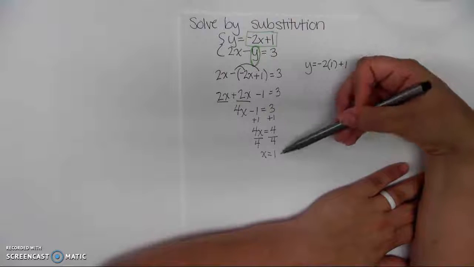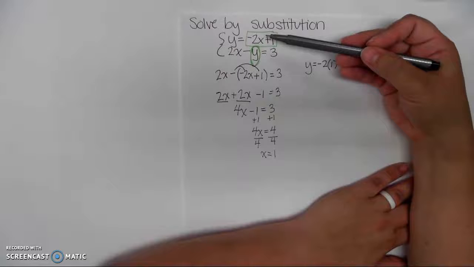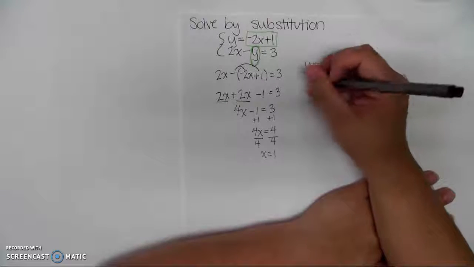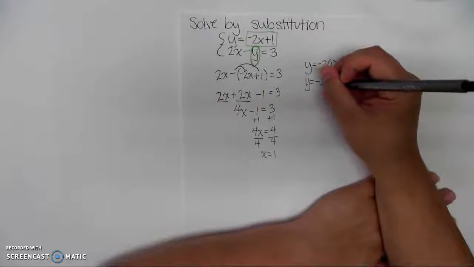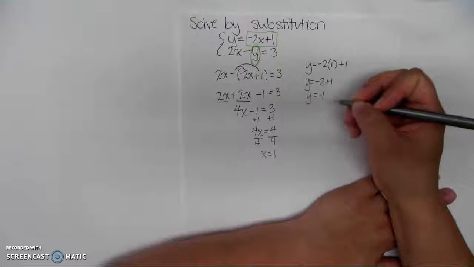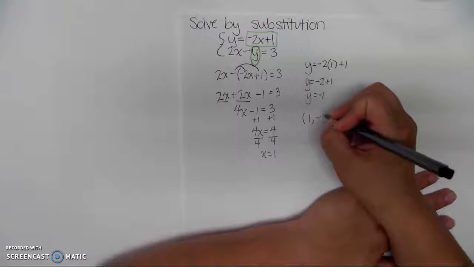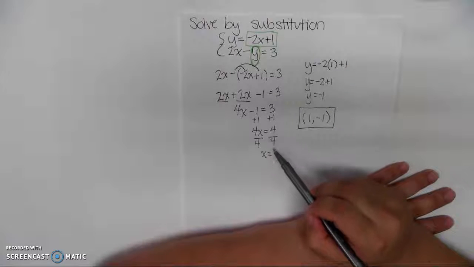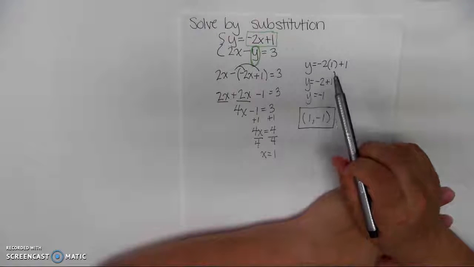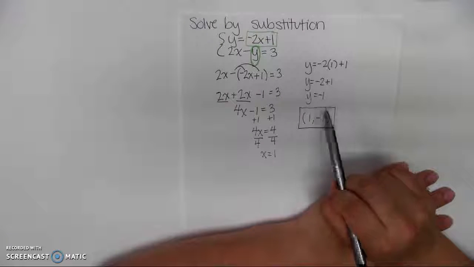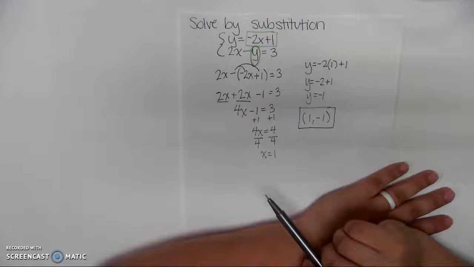So see how I did that? I took my x down here that I solved for, and I plugged it in for the x in my package. So now I have y equals negative 2 plus 1, and then negative 2 plus 1 is negative 1. So my solution to this system is (1, -1). My x was 1, and I plugged it in, and I got out negative 1. So my solution to the system is (1, -1).